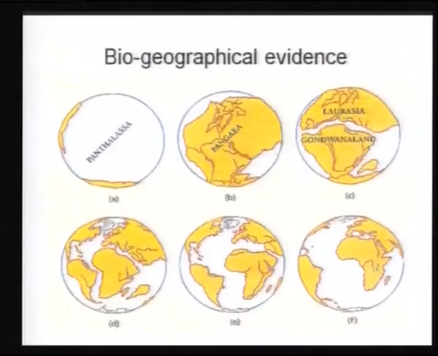In another slide, you can see the biogeographical evidence. What does this mean? This shows that once upon a time, probably the Earth had just one landmass called Pangaea, and all organisms that evolved were on Pangaea. They were not so many as we see today. Slowly, Pangaea broke into two, Gondwana and Laurasia. And Laurasia and Gondwana further broke up, and we find the different continents we see today.